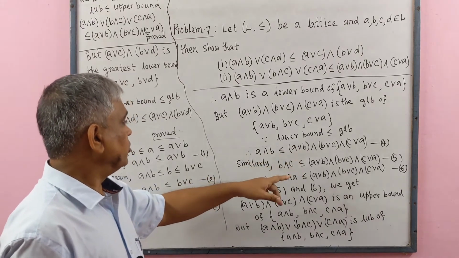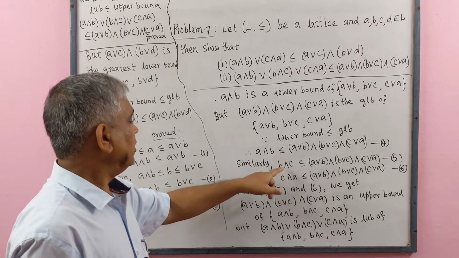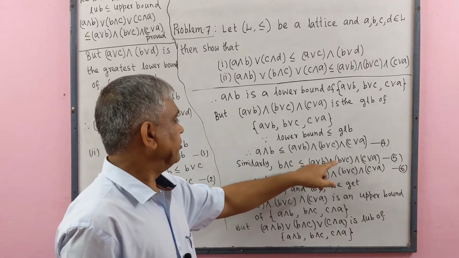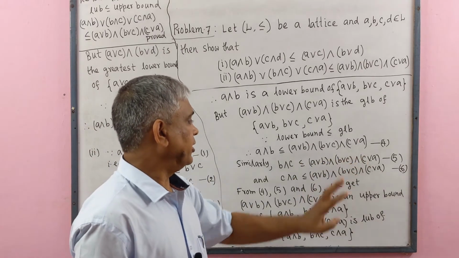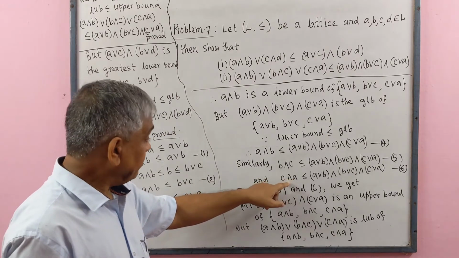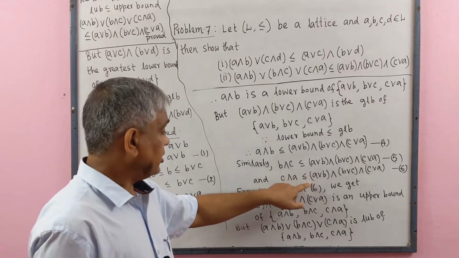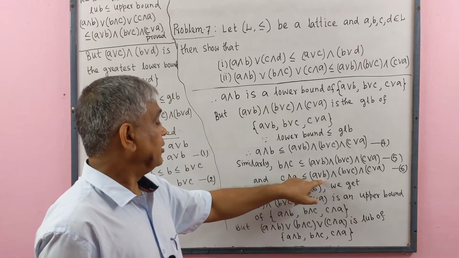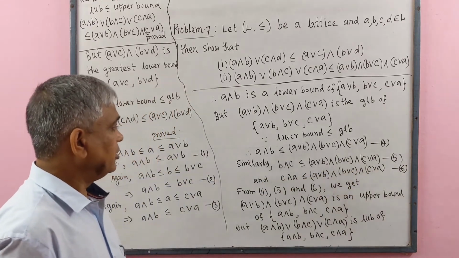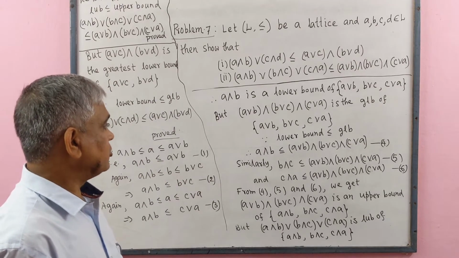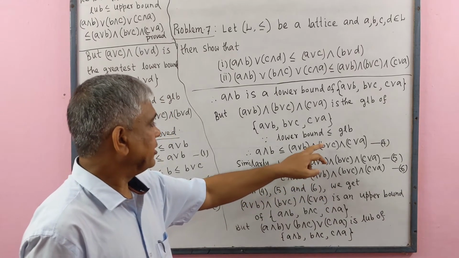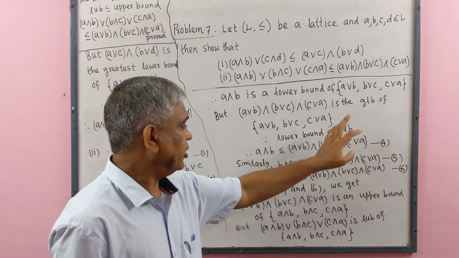Similar to 4, we may get B meet C less than equal to A join B meet B join C meet C join A. This is number 5. And similarly, we may get C meet A less than equal to A join B meet B join C meet C join A. This is number 6. In 4, 5 and 6, we see that in right side we get the same thing, A join B meet B join C meet C join A.